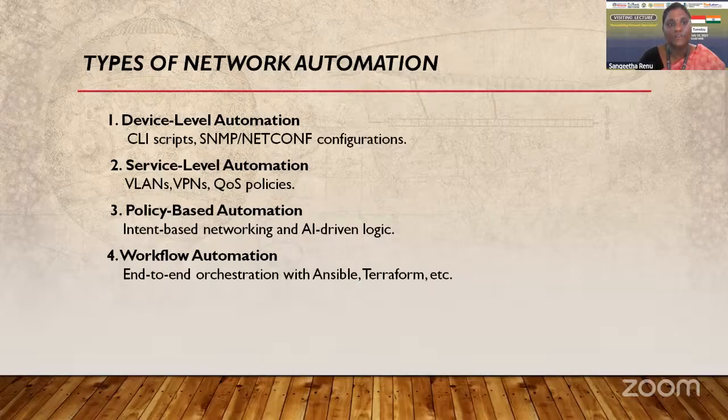Device level automations, CLI scripts, SNMP, NETCONF configurations, involve automation of tasks directly on network devices. Common tools: Bash, Python scripts, Ansible modules. Tasks automated: interface configurations, IP assignment, routing protocol setups, automating interface up and down state, and applying ACLs across hundreds of routers.